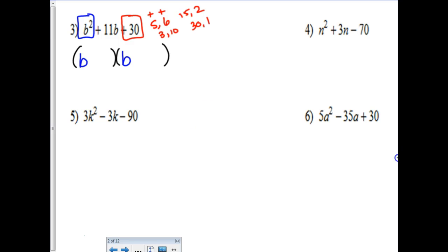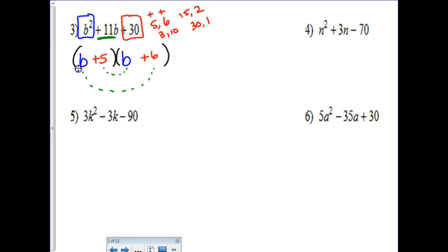So this is the way the puzzle works. All of these red pieces will work for the end of the puzzle, but the middle of your puzzle says the arches have to add up to 11b. So this arch plus this arch has to add up to 11. So when I look at my choices, I'm thinking, how about a positive 5 and a positive 6?